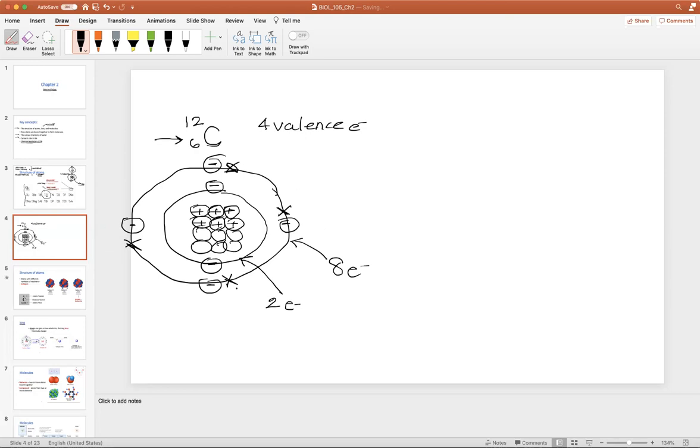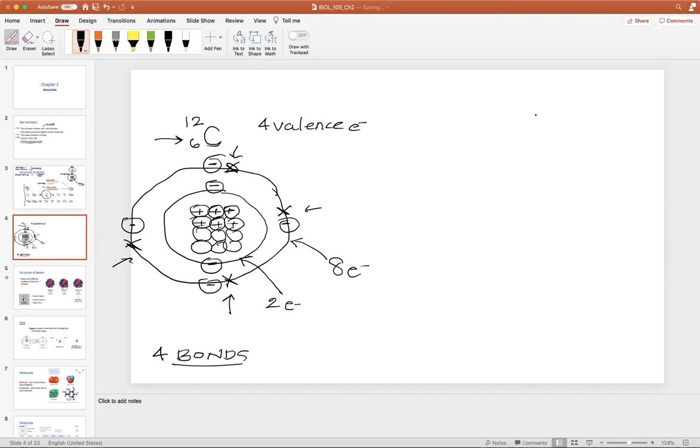So what does that mean? Well, it turns out that carbon could partner with other atoms to share electrons in 4 different places. In other words, carbon is capable of forming 4 bonds because it's got 4 parking spots in its outer shell.